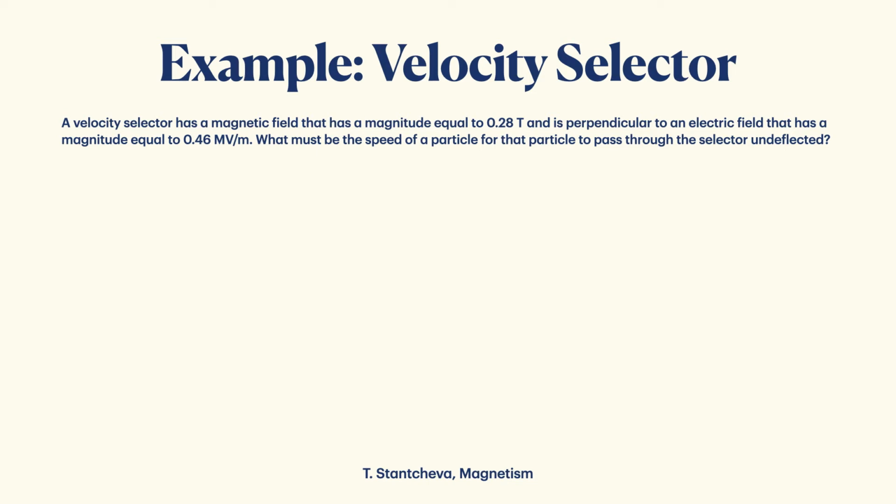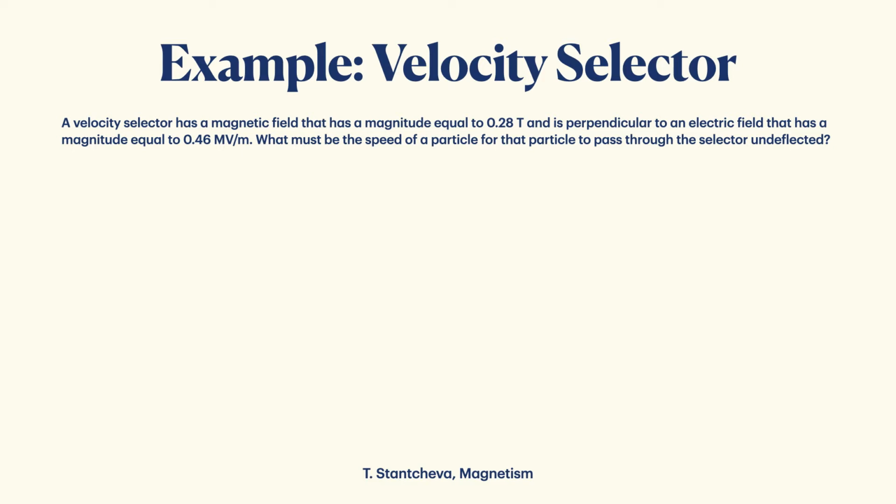Let us consider an example. We will have a velocity selector, which is a device in which we have both electric field and magnetic field, and they're normally oriented perpendicularly to each other. For this particular velocity selector, the magnetic field will be 0.28 Tesla, and the magnitude of the electric field will be 0.46 megavolts per meter.